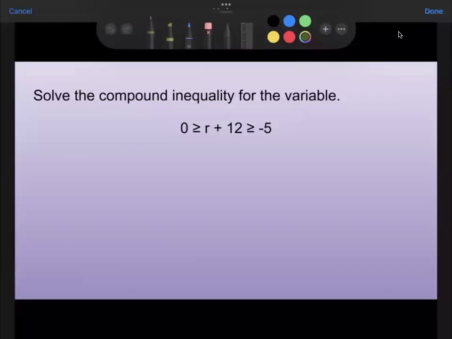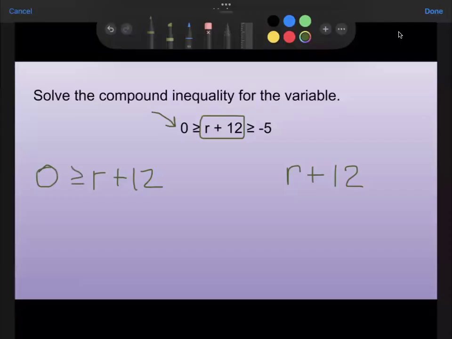Okay, here's our next one. We're going to solve this compound inequality for R. And again, this is another and inequality. The way that I know that is because it has this part in the middle that is the common expression for both parts of the inequality. So I'm going to write that twice. I'm going to write R plus 12 over here, and R plus 12 over here. Then I'm going to split up the two different parts of the inequality. So this over here is going to be 0 is greater than or equal to. And then over here, I'm going to attach greater than or equal to -5.